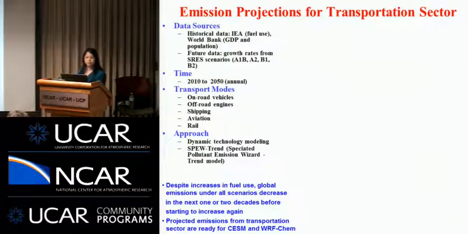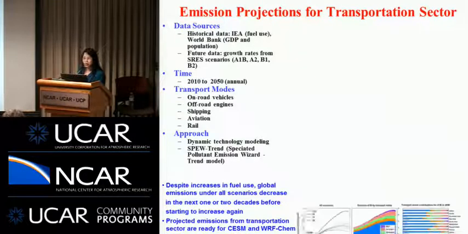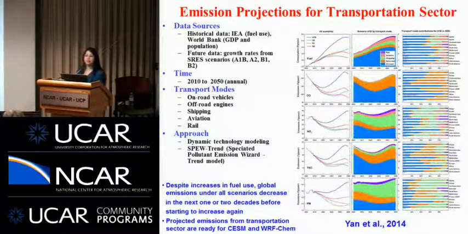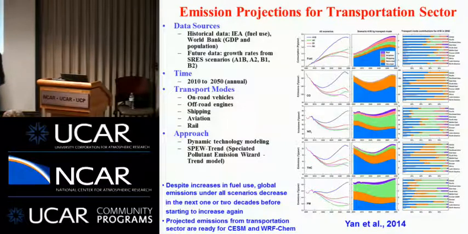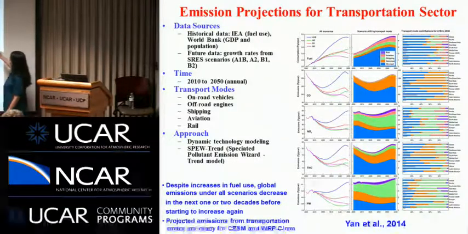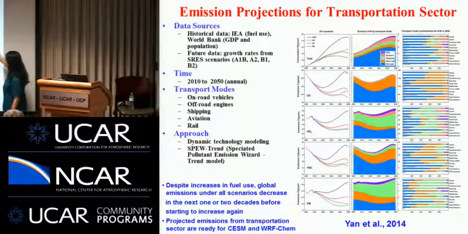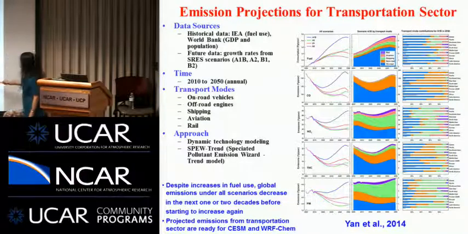Then we also consider the relative contribution from different regions. This diagram illustrates the first initial application of this dynamic technology model, and in projection how future fuel will change from 2000 all the way to 2050. Then what are the changes for emissions of CO, NOx, and hydrocarbons, as well as PM?